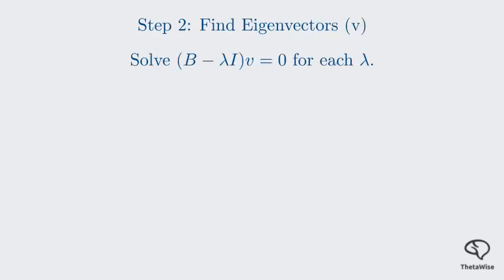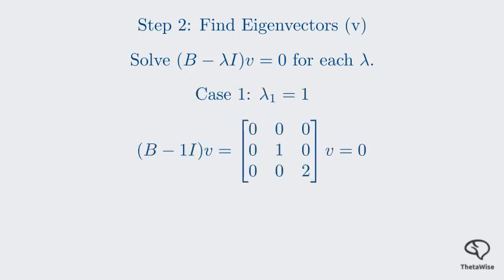Now for step 2, finding the eigenvectors for our diagonal matrix B. We'll solve (B minus lambda I) v equals 0 for each of our three eigenvalues. Case 1, lambda equals 1. Substituting lambda equals 1, we get the matrix [0, 0, 0; 0, 1, 0; 0, 0, 2]. We solve this times v equals 0.